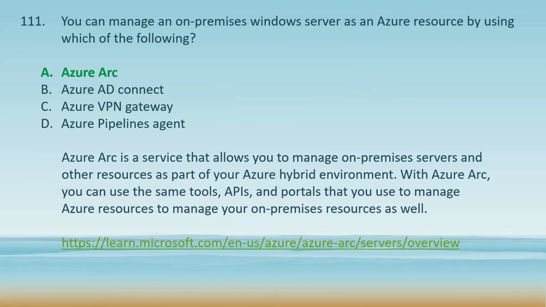It is a service that allows you to manage on-premise servers and other resources as part of your Azure hybrid environment. With Azure Arc, you can use the same tools, APIs, and portals that you use to manage Azure resources to manage your on-premise resources as well. Azure Arc even lets you manage servers hosted in other cloud providers such as AWS or GCP. Let's look at next question of this series.